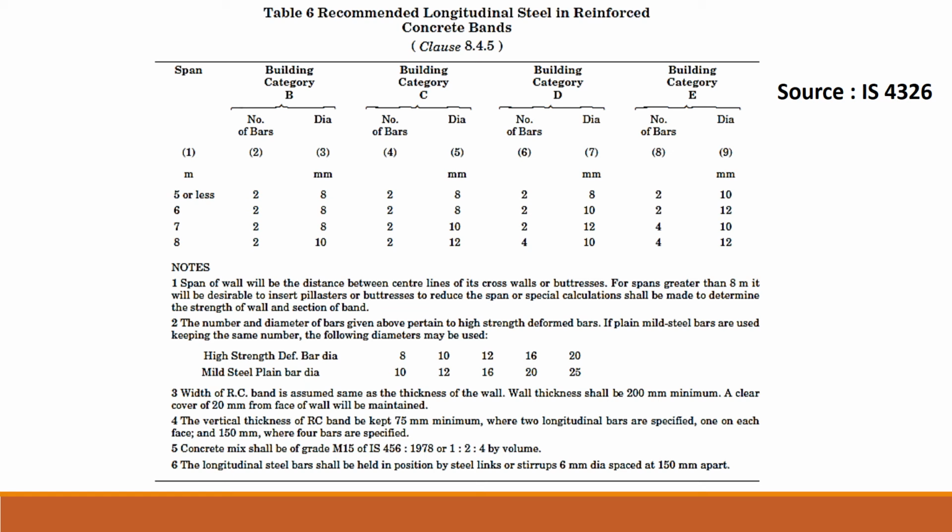Now the concrete mix will be M15, and the longitudinal steel bars shall be held by steel links or stirrups, 6 mm dia, spaced at 150 mm apart. So apart from providing the longitudinal bars, we have to provide the steel links or stirrups. These are just links which connect all the steel bars provided along the thickness of the wall. So the idea is to provide the longitudinal bars running along the wall, and a link that would support them.